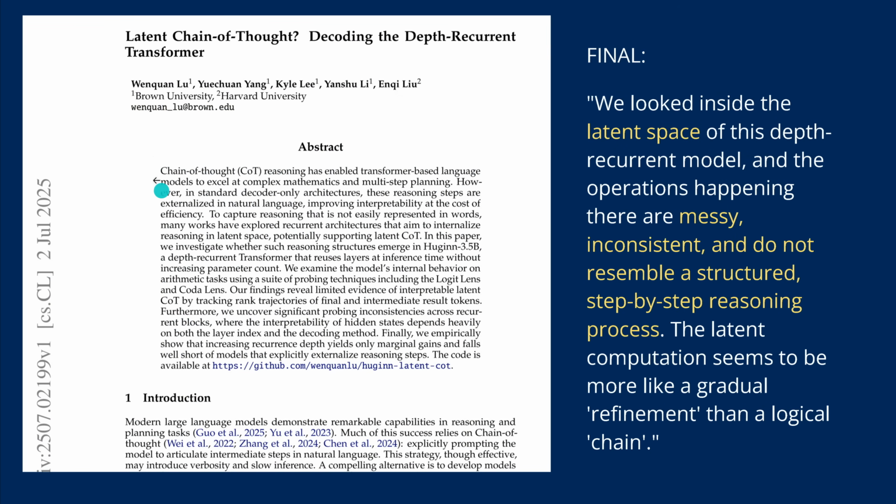So that is the result of this beautiful study by Brown and Harvard University, listening in on the thought processes of a depth-recurrent transformer. And the final result is, the authors tell us, we looked inside the latent space of this depth-recurrent model, and the operations that are happening are messy, inconsistent, and do not resemble a structured step-by-step reasoning process. The latent computation seems to be more like a gradual refinement than anything that comes close to a logical chain.